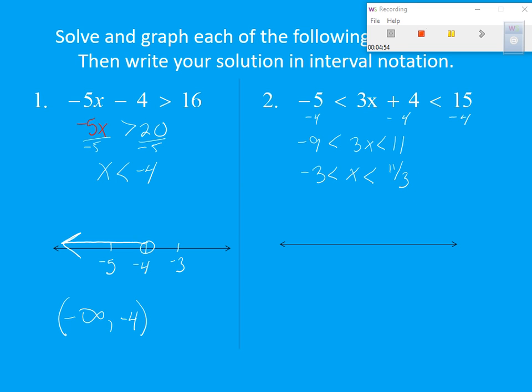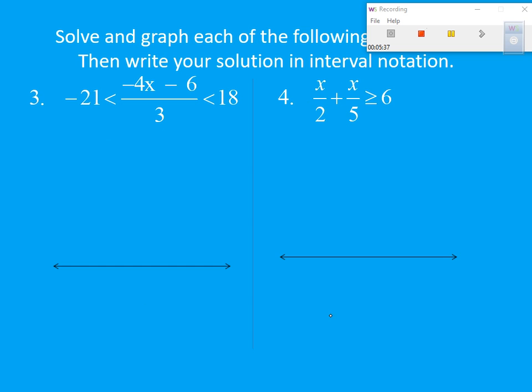Now, guys, make sure you can read this from the variable. This says that x is greater than negative 3, because it opens up, but x is less than 11/3. On our number line, it would look like this. I've got negative 3, I've got 11/3. It doesn't say or equal to, so we would have two open dots. That's one way it could look. The other way it could look, these could be parentheses. In interval notation, though, negative 3 comma 11/3.